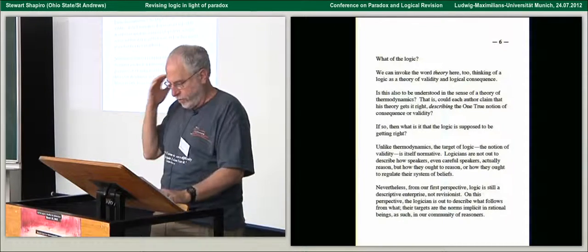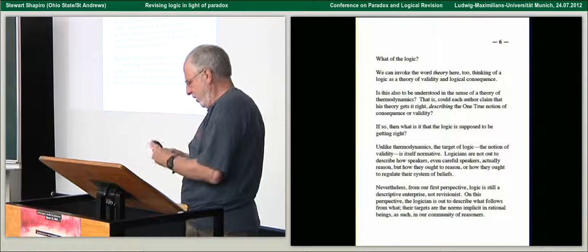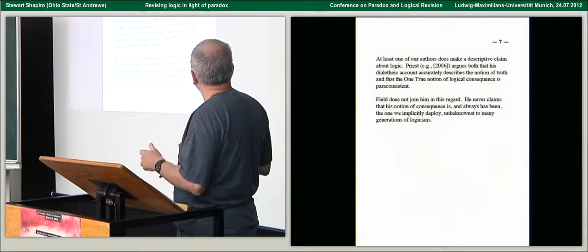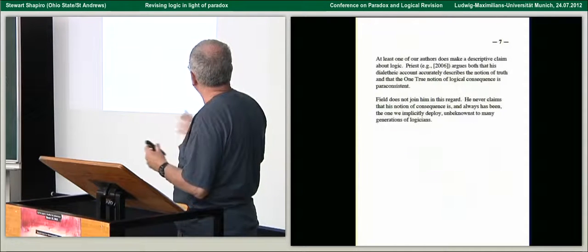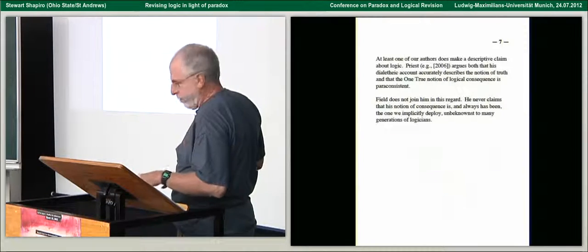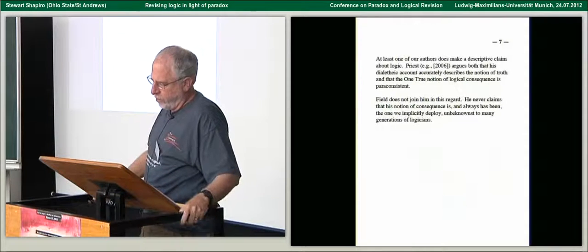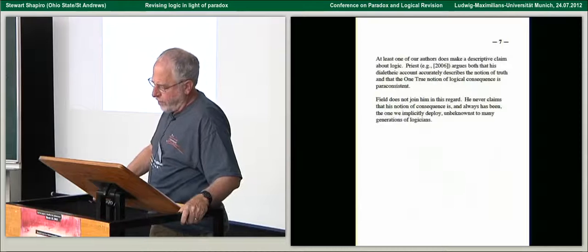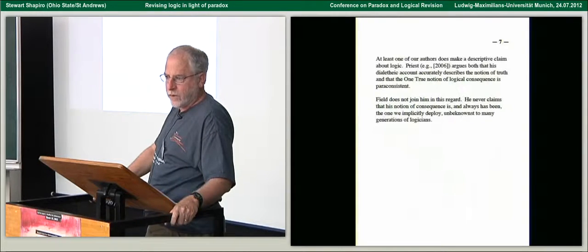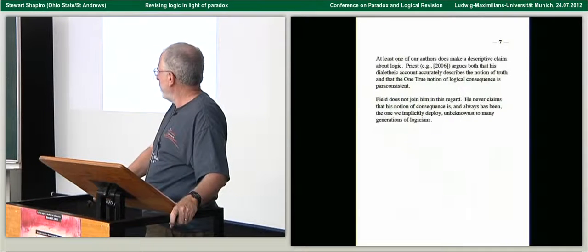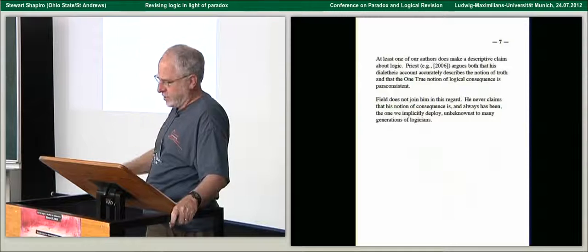Now, at least one of our authors, I mean, the 4 on my list, again, I won't speak for the rest of them, but at least one, namely Graham, actually does make a descriptive claim, at least if I'm reading it right. He says both that his dialetheic account accurately describes the notion of truth, and that the one true notion of logical consequence is paraconsistent. So there is one notion, and it may not be LP because we may not have it exactly right, but whatever it is, it's paraconsistent.